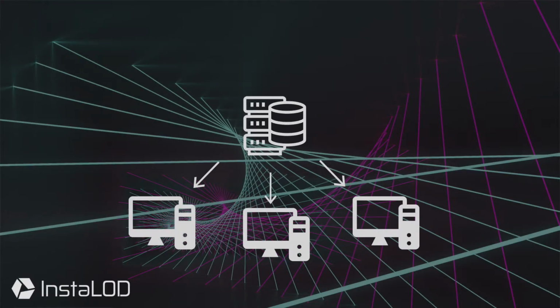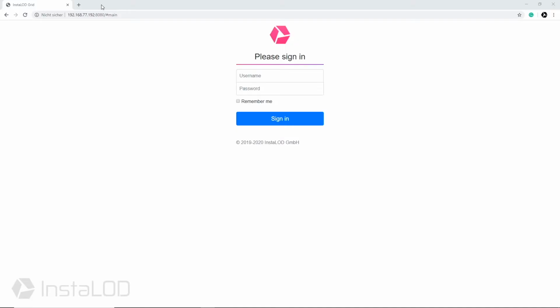In this video, we will look at how to process data through InstaLOD Grid using the web application. Please be aware that a master server and processing slave need to be set up first to successfully process data through InstaLOD Grid.